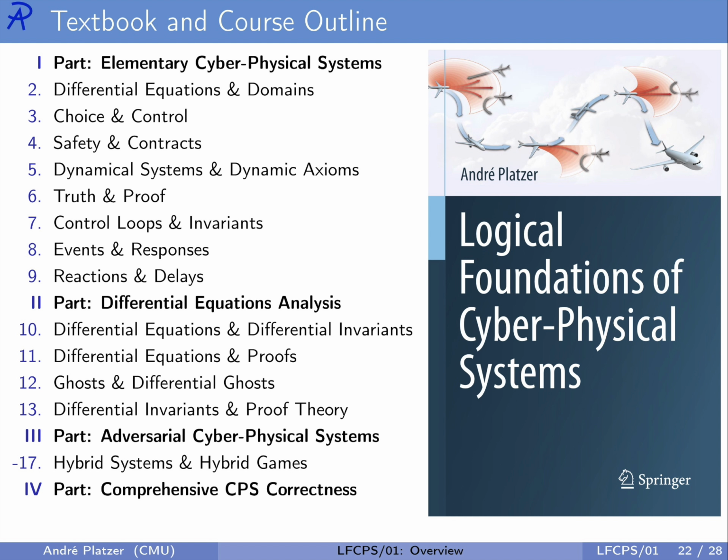The course outline follows the outline of the textbook, where in the first part we will look at the elementary cyberphysical systems models. We will dive into what we need to learn about differential equations and their domains, how control aspects and different choices are expressed in hybrid systems, what important safety considerations are and how we state and express contracts, correctness conditions for cyberphysical systems.